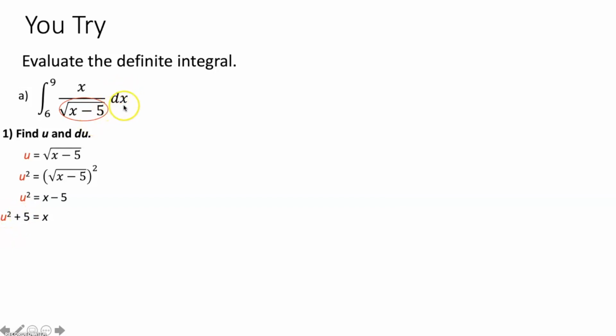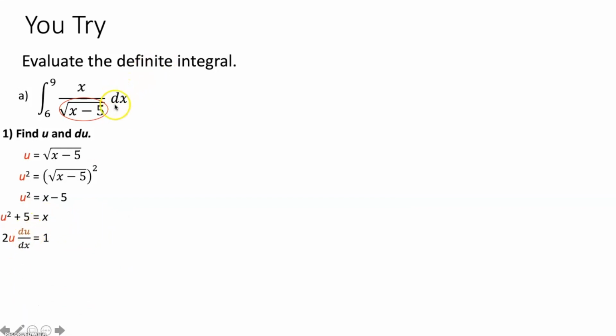The only thing now I have to find is dx. Well, to find that, I just take the derivative of this with respect to x. So the derivative here with respect to x, derivative of u squared is going to be 2u to the first, but since I'm taking the derivative with respect to x, I have to use implicit differentiation, multiply it by du dx. Over here, derivative of 5 with respect to x is just going to be 0 because it's a constant, and the derivative of x with respect to x is going to be 1.